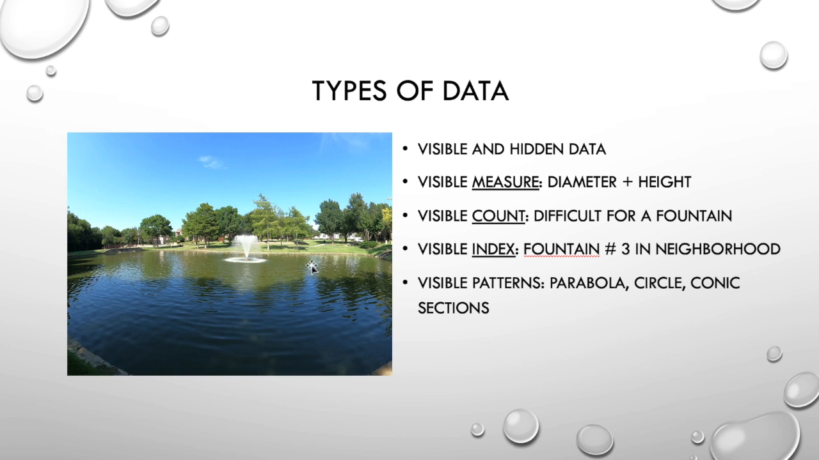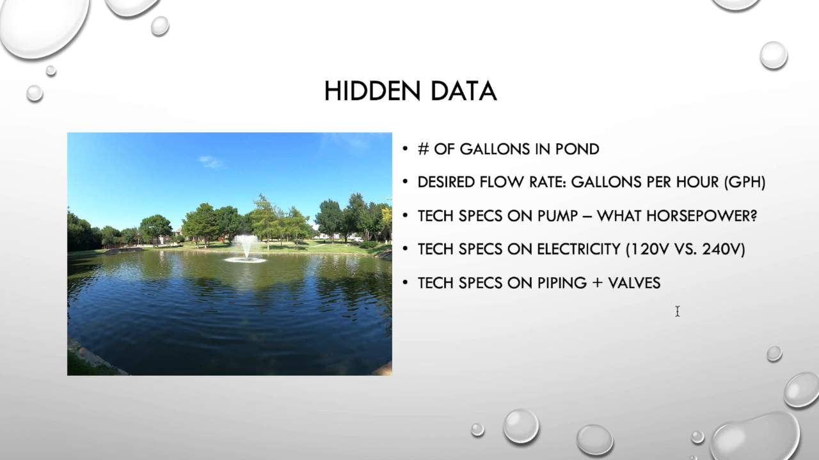If you look hard enough, you can see parabolas. You can see parabolas shooting up, describing the trajectory. There are circles, that rough-looking circle on the top of the pond. And if you dive in further in terms of geometry, you'll find conic sections, which all have their own data defining them. Some hidden data: the number of gallons in this entire pond.